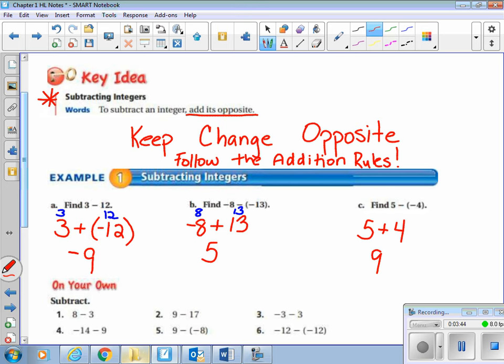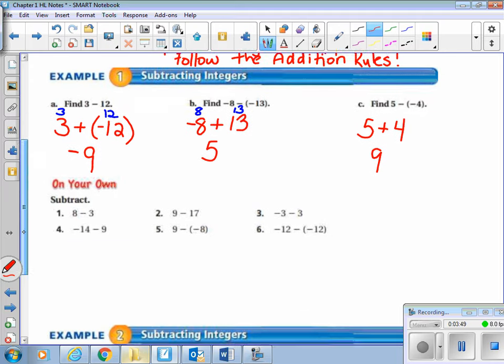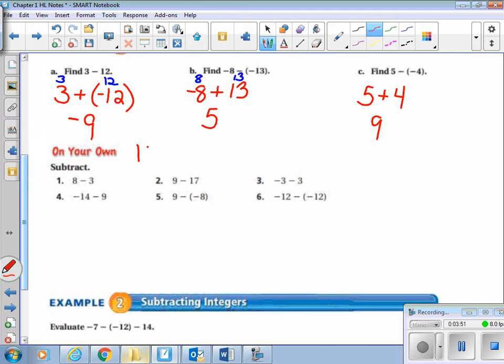So I'm going to ask that you do that for the on your own problems. Pause the video and then come back and check. Remember, you're doing keep, change, opposite. Rewrite each problem and then follow your addition rules. Same sign, add them and keep the sign. Different signs, find the difference and take the sign of the higher absolute value. See if you can do those 6 problems and then come back and check.